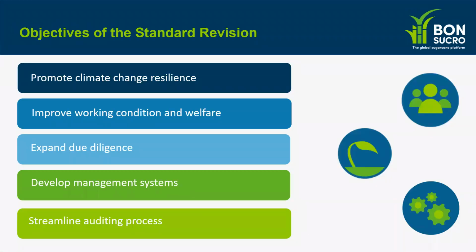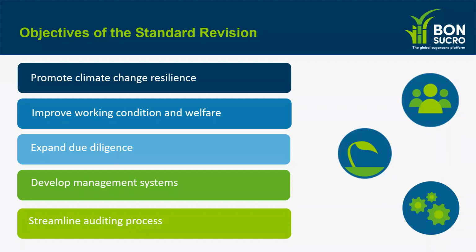So, the objectives of the standard revision in terms of thematic areas, let's say. The first one was to promote climate change resilience. We know that's a growing issue, and climate change needs to be addressed. So it's not only about mitigation and reducing emissions, that remains, but it's also about creating resilience and creating a management system and action plan around climate change.